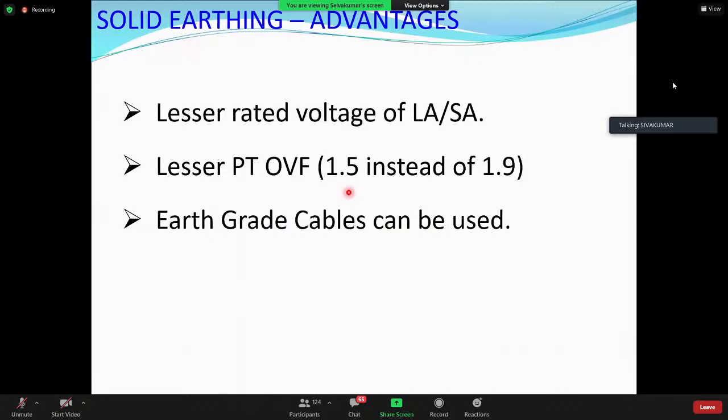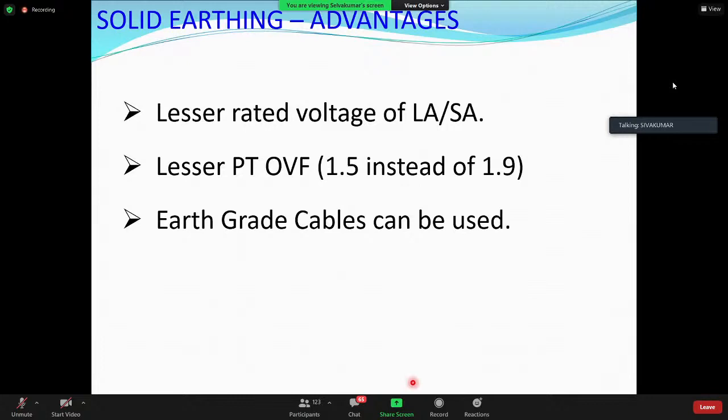Similarly, cables, UE cables and E cables. In an earthed system, for an 11 kV system, you can go for a 6.35 kV cable. The cable will be named as 6.35 kV UE or 11 kV E. So the same 6.35 kV cable can be used for an 11 kV earthed system also. The cost of cables also reduces.